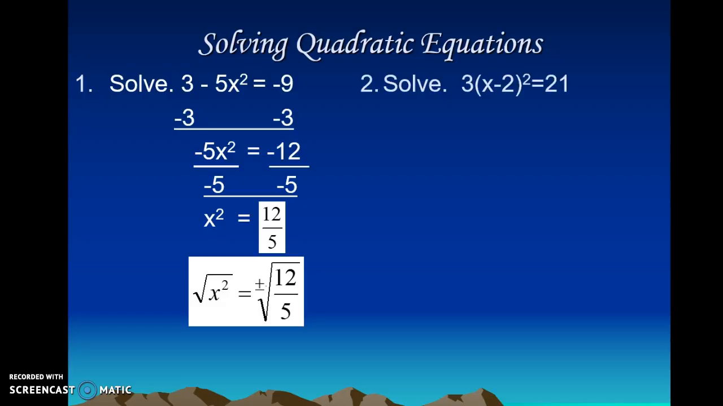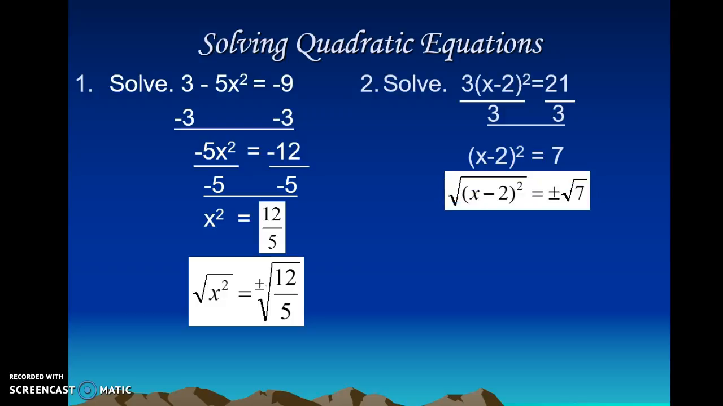Okay, here's another example. This one's a little bit different because we have an expression, we have a difference in parentheses. So we're not going to touch anything inside of the parentheses until I've taken care of the exponent and until I've taken care of the 3. So the first thing we would do here is divide by 3. That leaves us with x minus 2 squared equals 7. And so again, can't touch the x minus 2 until I've canceled out the square. So we're simply going to take the square root of both sides. Notice we have to put positive or negative the square root of 7.